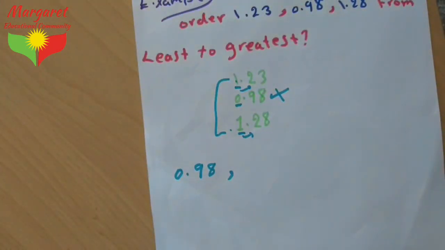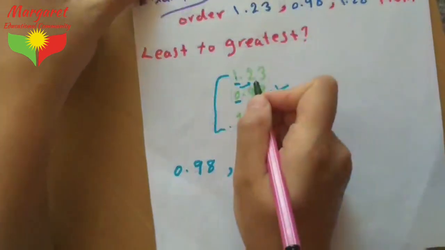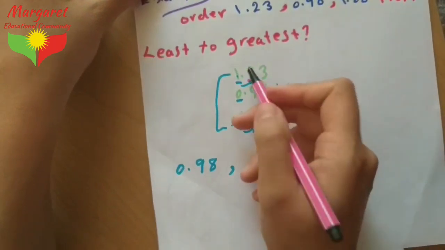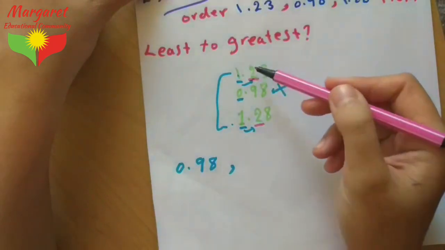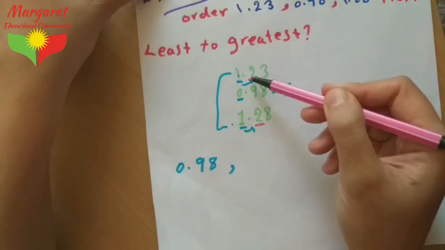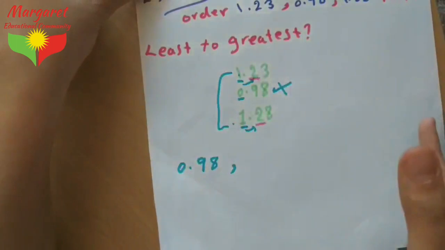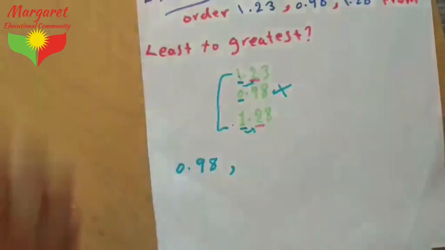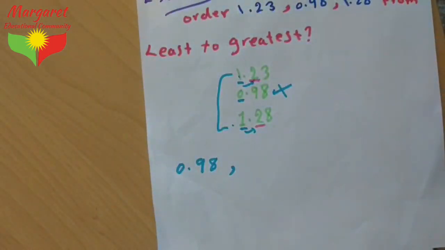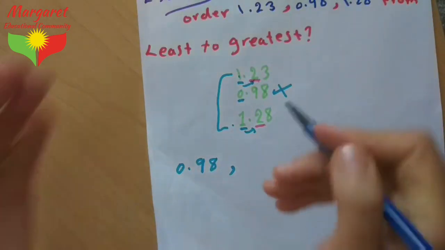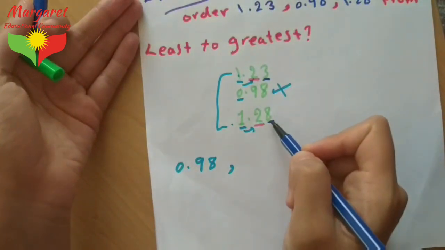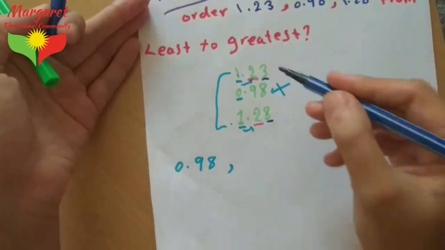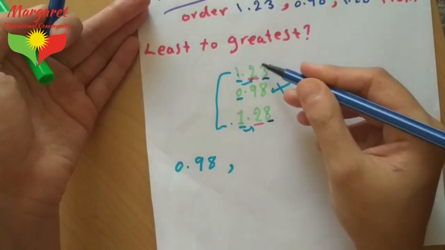The next number is the number behind the decimal point. We have number 2, we have number 2. Also it is the same number. Because the two numbers are the same, you must go to the next number. We have number 3. We have number 3. We have number 8. From here we have number 3. From here we have number 8. Which number is the least number?